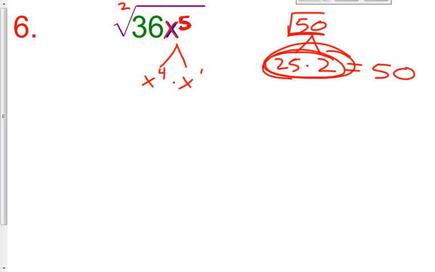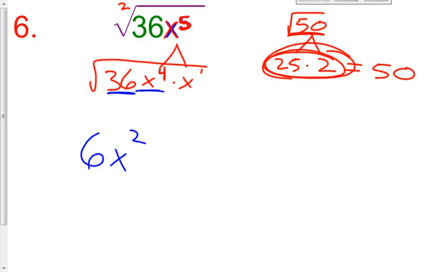So what we're going to do is break it up into the highest even number that we can, which in this one is x to the 4th. And x to the 4th times x to the 1st is x to the 5th. So now I broke this up into 36 times x to the 4th times x to the 1st. And now I can take the square root of 36, it is 6. I can take the square root of x to the 4th, it is x squared.